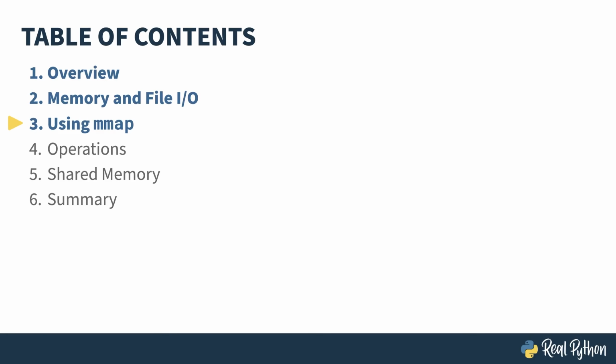In the previous lesson, I explained the vast difference in speed between the various parts of your computer, gave an overview on different kinds of memory, and briefly touched on file I/O. In this lesson, I'll show you how all those things come together when you use the mmap module to map file contents into memory blocks.